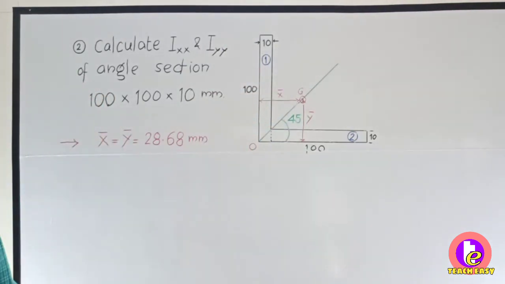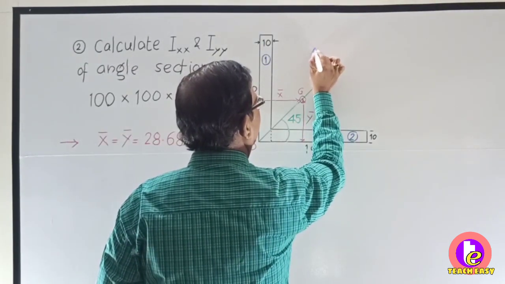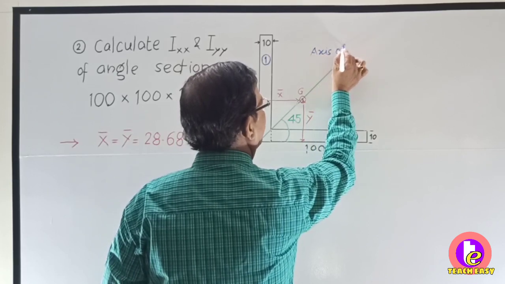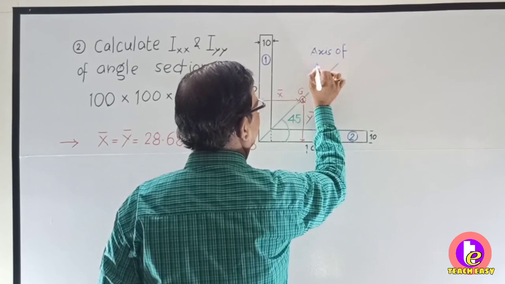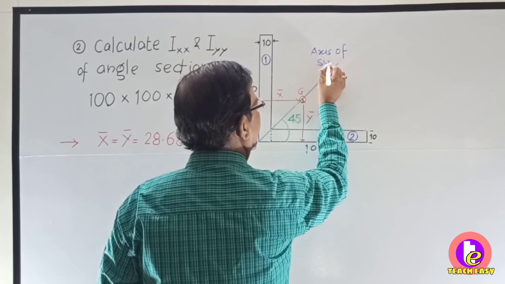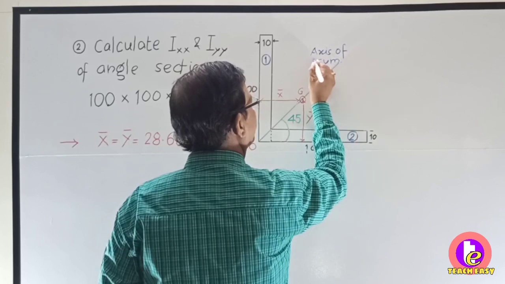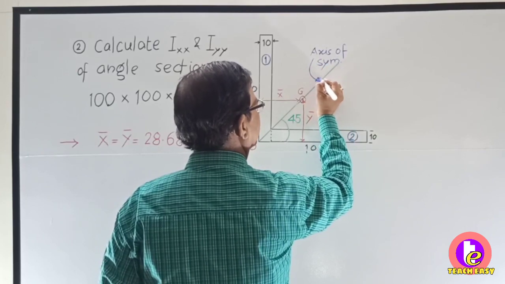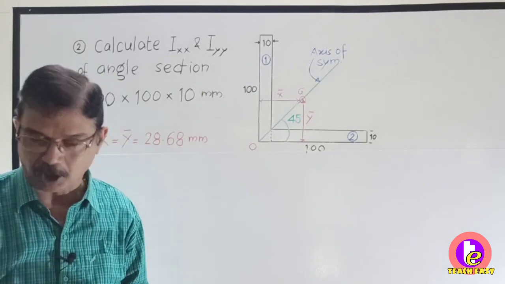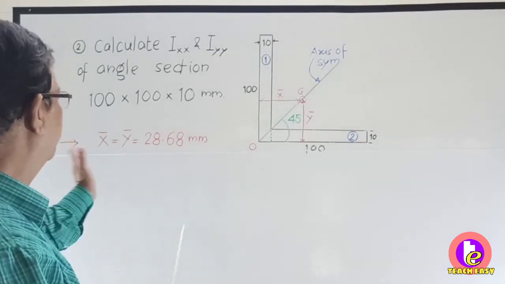This beauty is only due to this axis of symmetry. I will write it so that one point you will have to keep in mind: when it is an equal angle section, you must keep in mind that x bar and y bar are equal. Similarly, Ixx and Iyy will also be equal. So this is simpler than the previous problem. Hence, I want you to solve it at home. So this is regarding x bar and y bar.